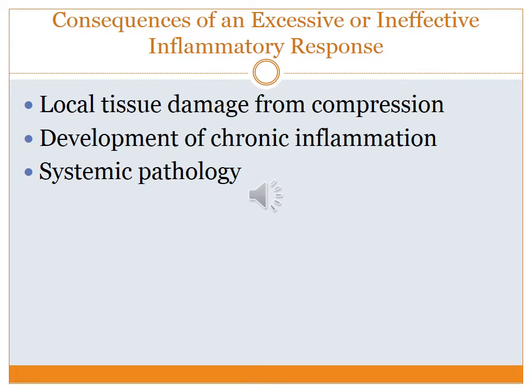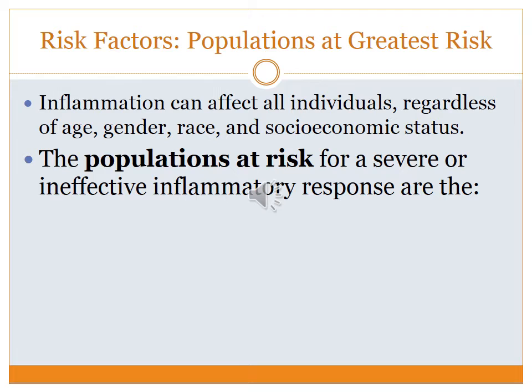Consequences of excessive or ineffective inflammatory response: you can have local tissue damage from compression, development of chronic inflammation, or systemic pathology. So you could have atherosclerosis, chronic renal disease, neurological disorders. Risk factors, so populations at greatest risk. Inflammation affects all individuals, doesn't make a difference of age, gender, race, or socioeconomic status. The population at risk for severe or ineffective inflammatory response are the very young, the very old, and the uninsured. So those that are in poverty.